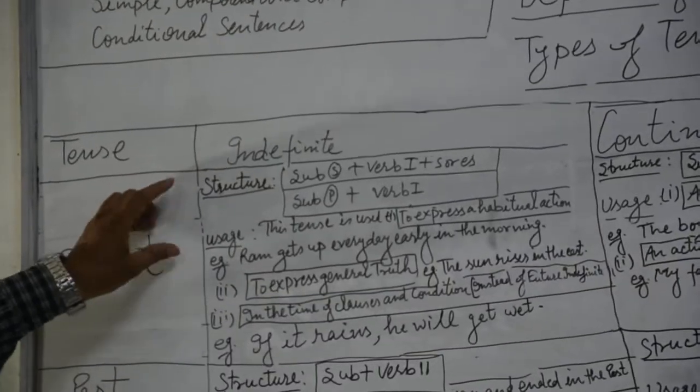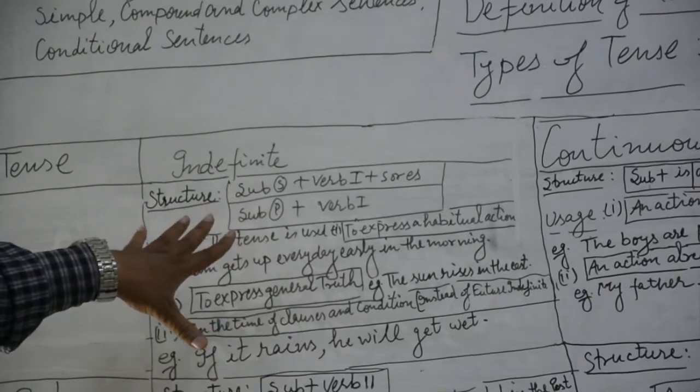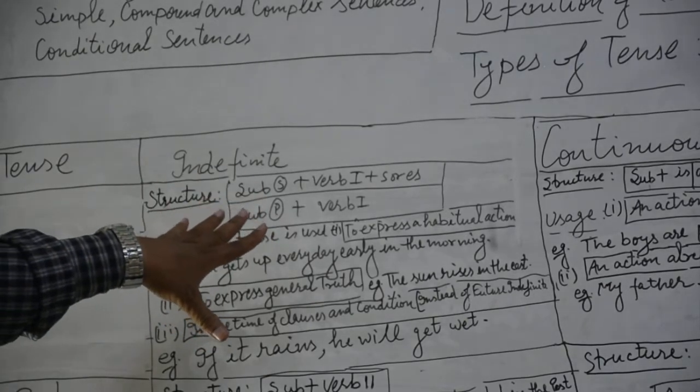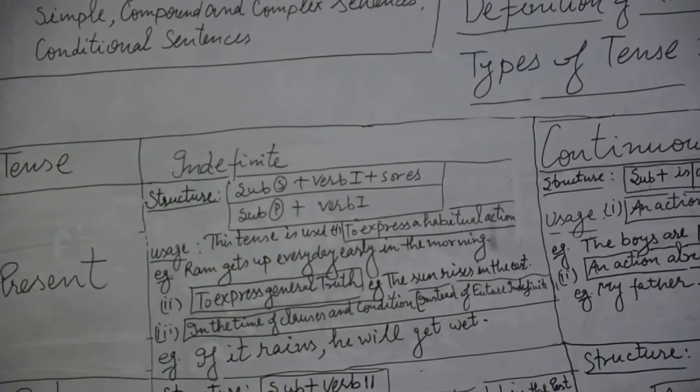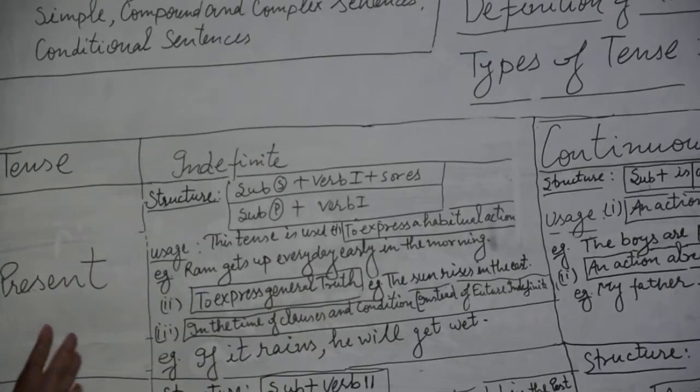What is the structure of present indefinite? We use a subject, and with a singular subject we use the verb's first form with s or es. If the subject is plural, we use only the verb's first form. And now you have to know where this tense is used.